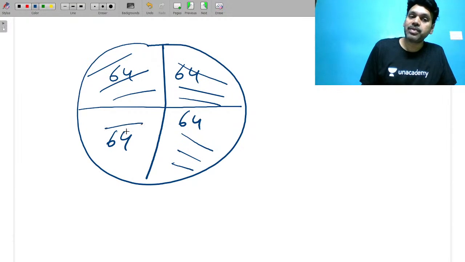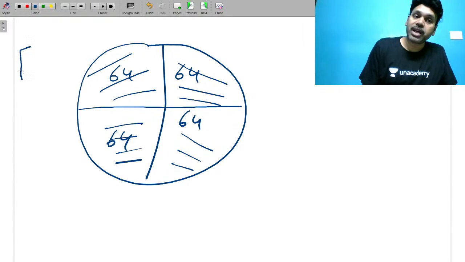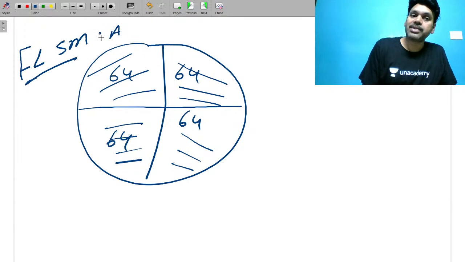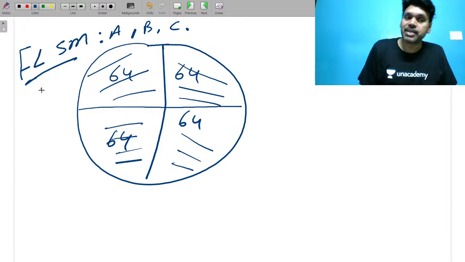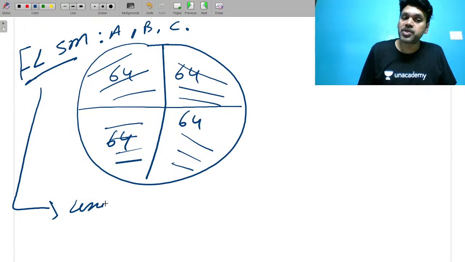That is the meaning of FLSM. We have performed in today's session FLSM for A class as well as B class as well as C class. FLSM is nothing but uniform splitting.